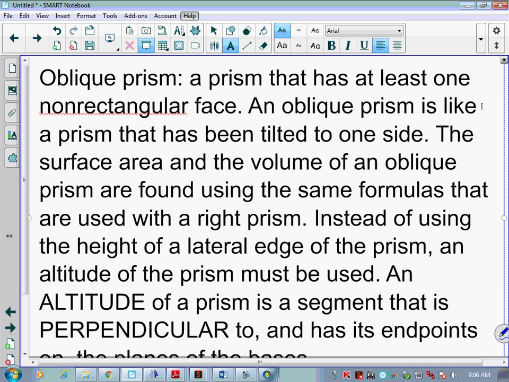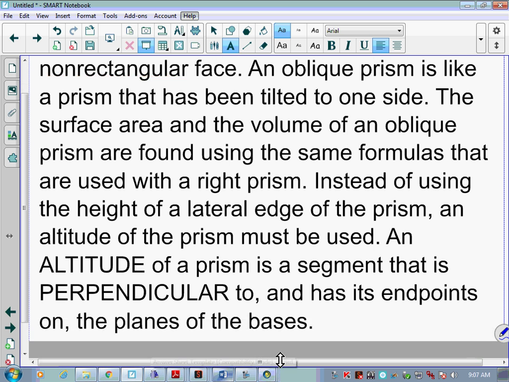The surface area and the volume aren't going to change, so we can use the same formulas that are used with a right prism. But instead of using the height of a lateral edge of the prism, we have to use an altitude. So we actually have to find a distance from the top to the bottom, and it has to be a perpendicular line to the base. If I tilt it, it's no longer perpendicular, so it's no longer the height anymore. So we need an actual altitude. An altitude of a prism is a segment that is perpendicular to and has its endpoints on the planes of the bases. So we might see one of those here in a little bit too.